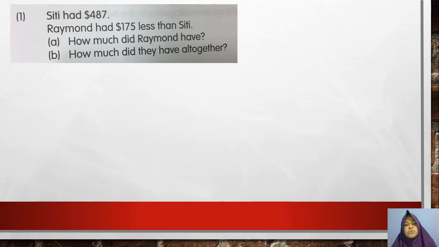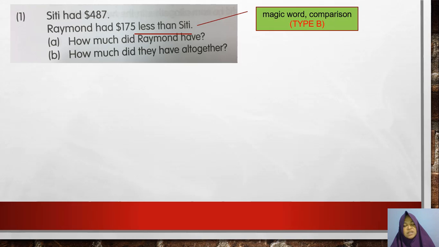So first we will answer question A. We have to read the first sentence. Siti had $487. Raymond had less than. Less than means magic word and comparison word. So A will be type B.